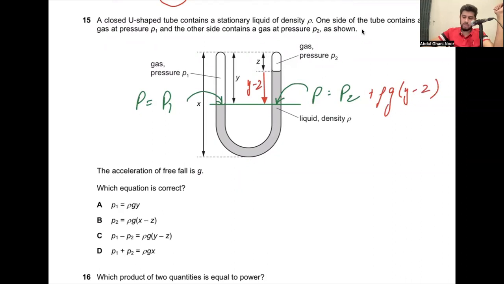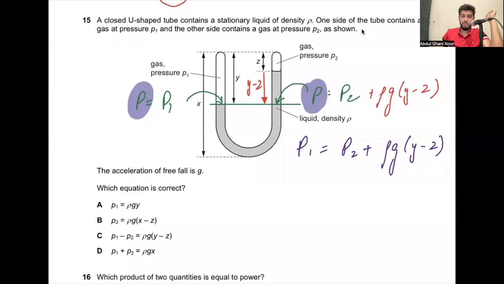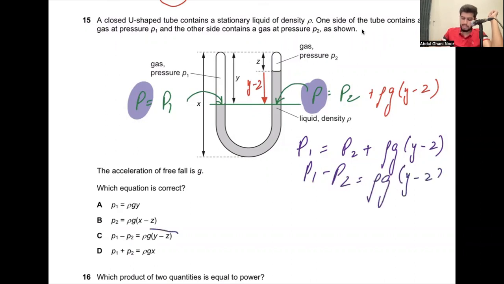And since I know this pressure is equal to this pressure, I can equate the two and I get P1 is equal to P2 plus rho g (Y minus Z). And hence P1 minus P2 is equal to rho g (Y minus Z). And I can see that is option C. P1 minus P2 is equal to rho g (Y minus Z).